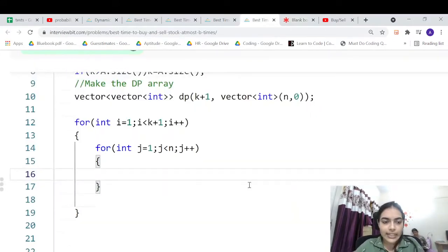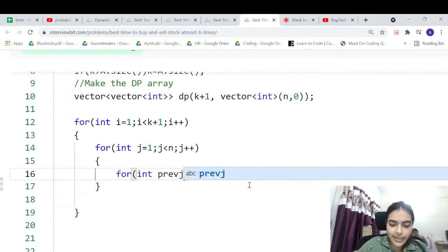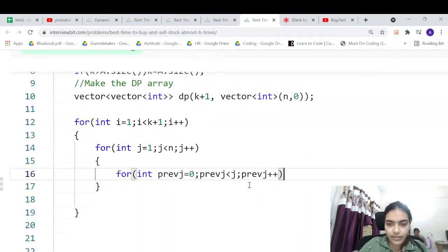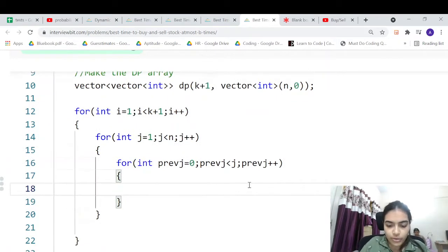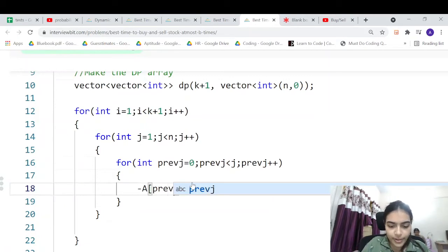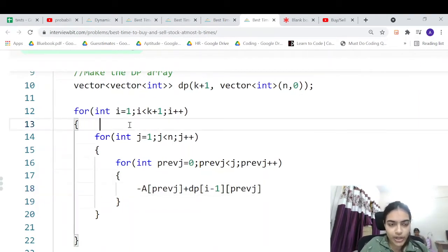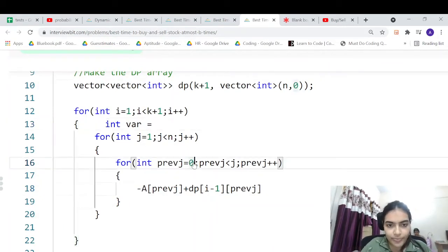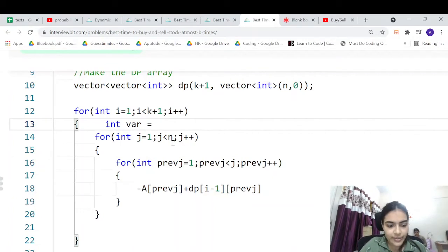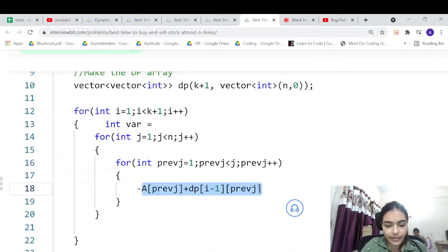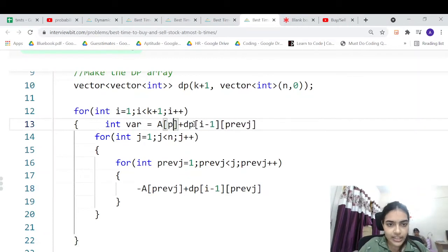Okay, so let us see that. For int, let's say previous j is equal to 0, previous j is less than j, and previous j plus plus. We have to see this value, minus of a of previous j, plus you are seeing dp of i minus 1 into previous j. Whenever you get this value as the maximum, let me declare some variable, and let me do one thing. Let me run this loop from 1, and let me declare this variable as the first value. Let me take this value as the first value and I will just give it a of 0 here.